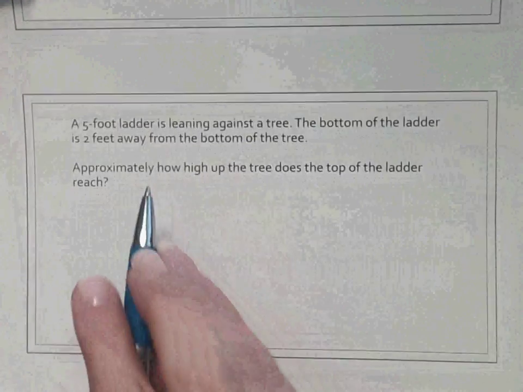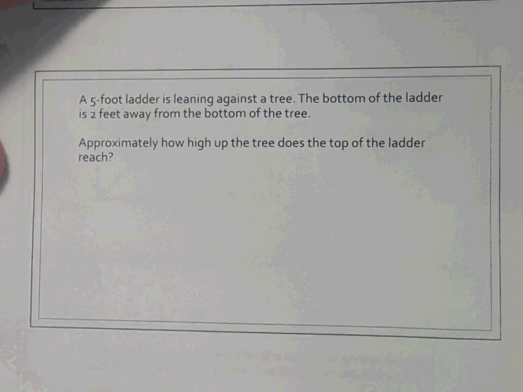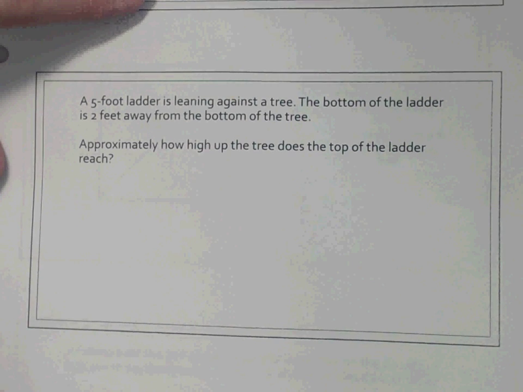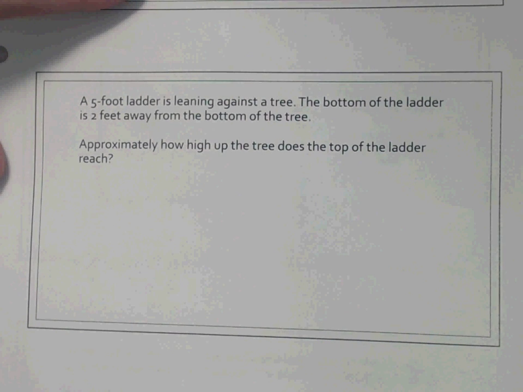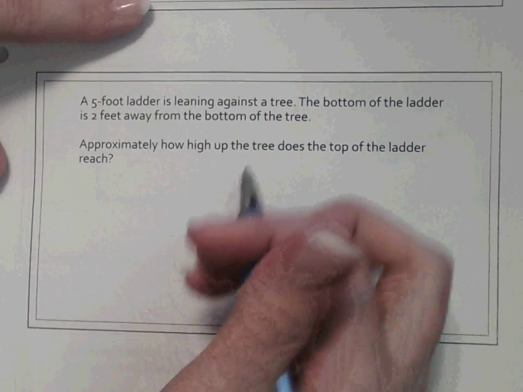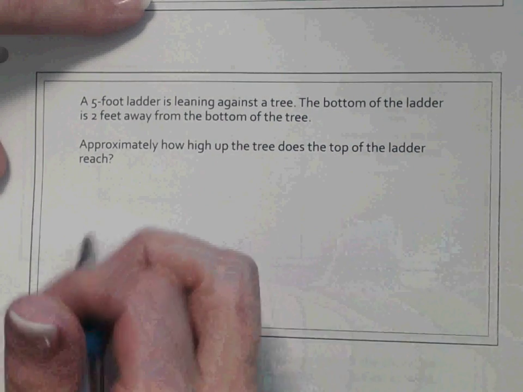Okay, so we're going to first look at this example. A 5-foot ladder is leaning against a tree. The bottom of the ladder is 2 feet away from the bottom of the tree. How high up the tree does the ladder reach?